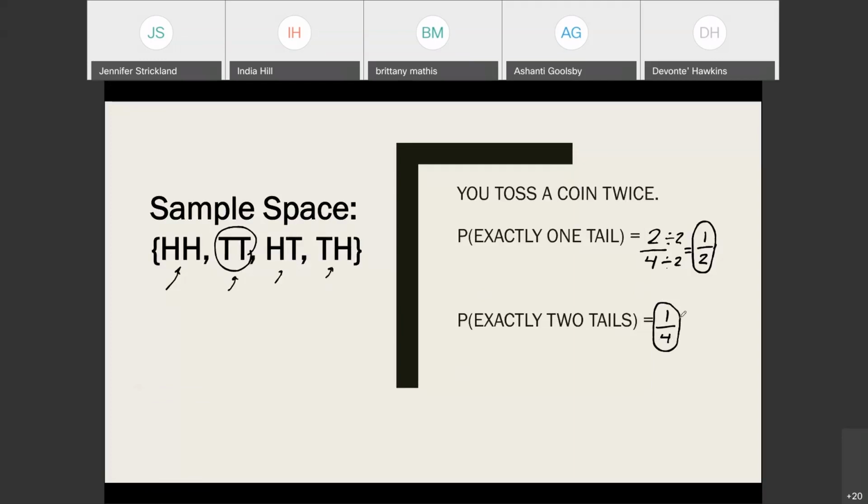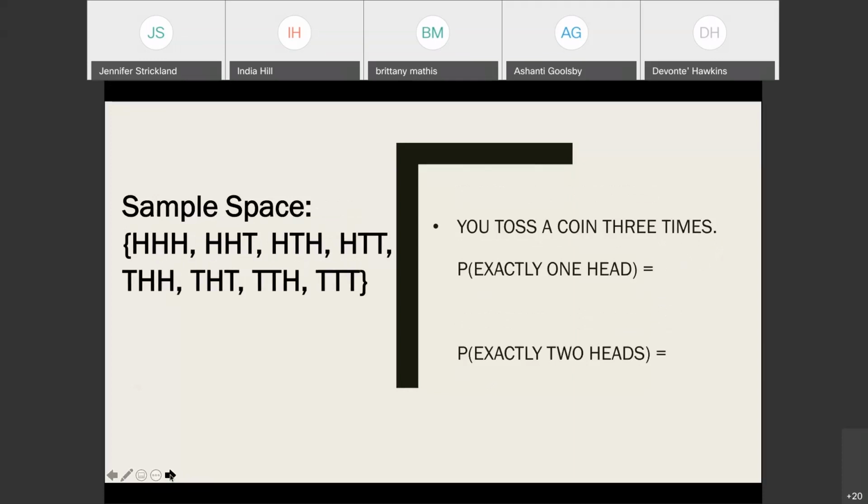Okay, everybody okay with that? Okay, again, try to start kind of easy just so we can get a feel for what we need to do. All right, so here's the one with the 3 coins. And again, I've written the sample space to the left so that we can see it. So I want you to take a minute and see what you think on these two. Exactly 1 head and then exactly 2 heads.